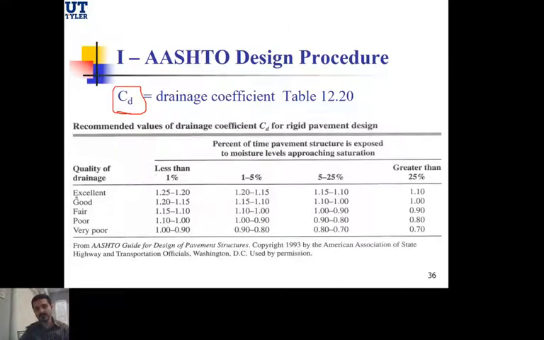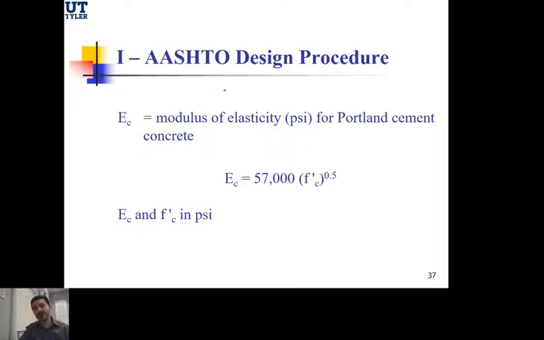So the quality of drainage goes from excellent to good, fair, all the way to very poor. And this is the percent of time the pavement structure is exposed to moisture levels approaching saturation. Again, if it's less than 1%, 1 to 5%, 5 to 25%, or if it's more than 25% of the time that the rigid pavement structure is having to deal with a saturated state. Next is the EC value, which is the modulus of elasticity for any Portland cement concrete.